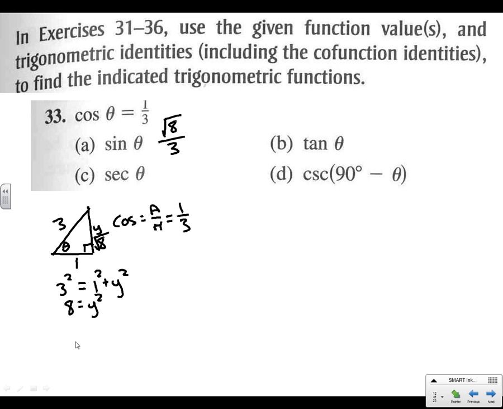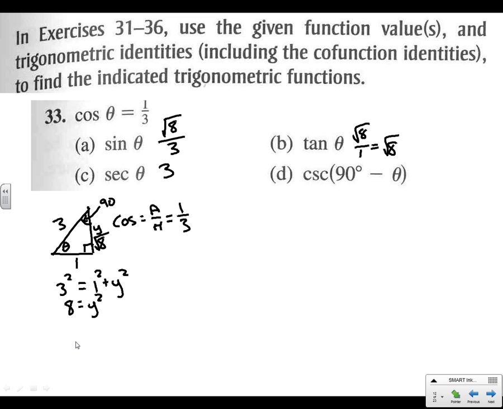Secant is the flip of cosine. We can do that without the triangle. Flip of 1/3 is 3. Tangent is opposite over adjacent, root 8.